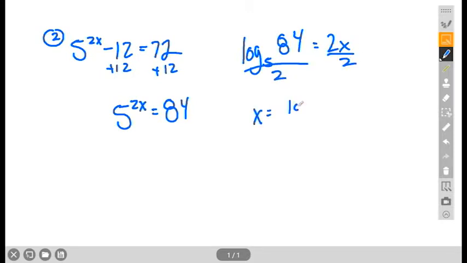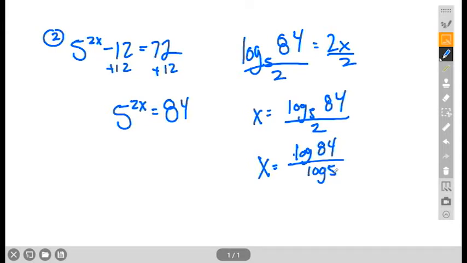So we got x is equal to log base 5 of 84 over 2. And then we can calculate this in a calculator by using the change of base formula. Log of 84 over log of 5, and then that gets divided by 2. So log of 84 divided by log of 5, and we need to divide that by 2. So that gives us x, rounded to the nearest 10 thousandths, 1.3765.